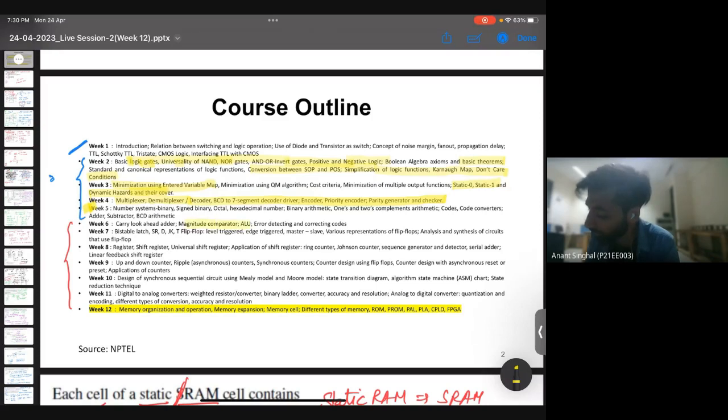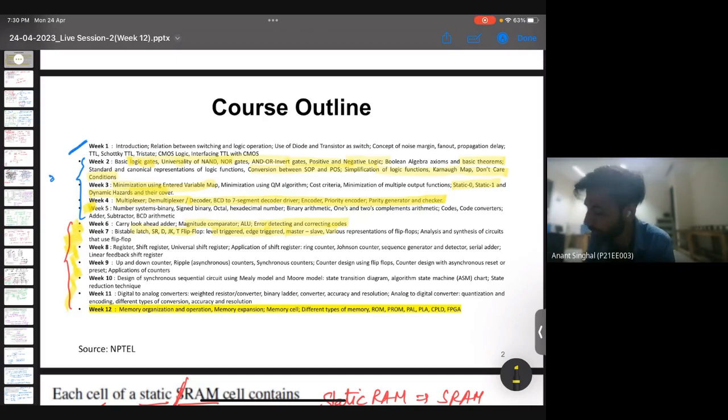Then this magnitude comparator is one circuit, and there are detecting circuits also, which I have covered in the week 6 lecture. And then the most important, week 6, I have already explained some of the important questions, which are the flip flops and the conversions. How can you use a flip flop to convert it into another flip flop?